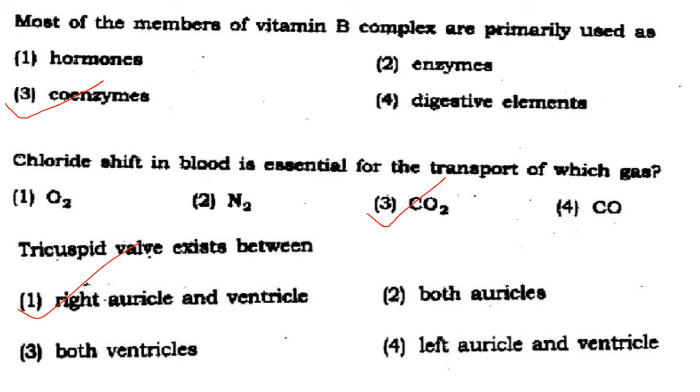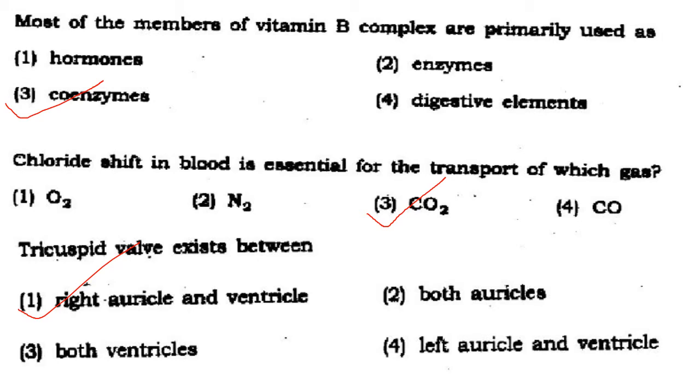Next one. Most of the members of vitamin B complex are primarily used as option 1 hormones, option 2 enzymes, option 3 coenzymes, and option 4 digestive elements. Answer is option 3, coenzyme.